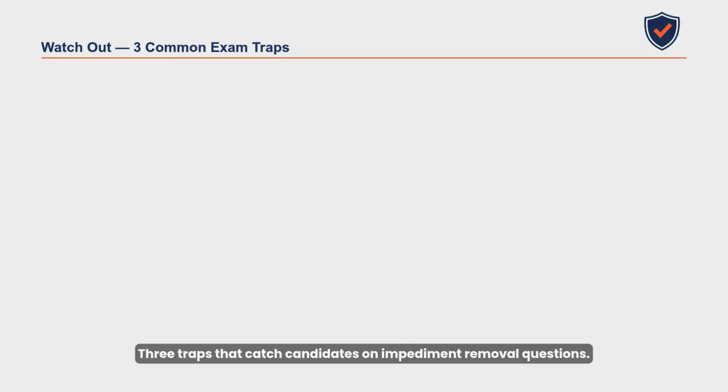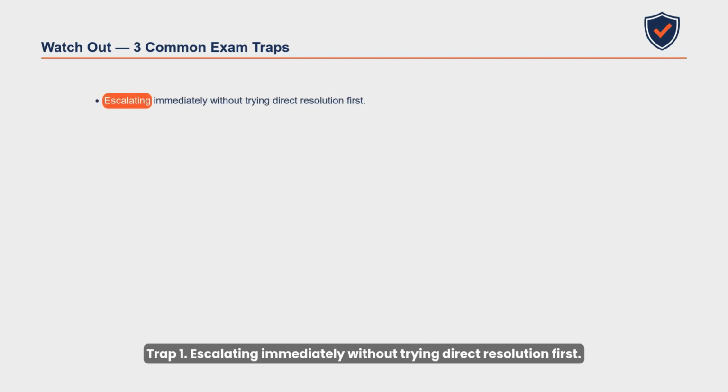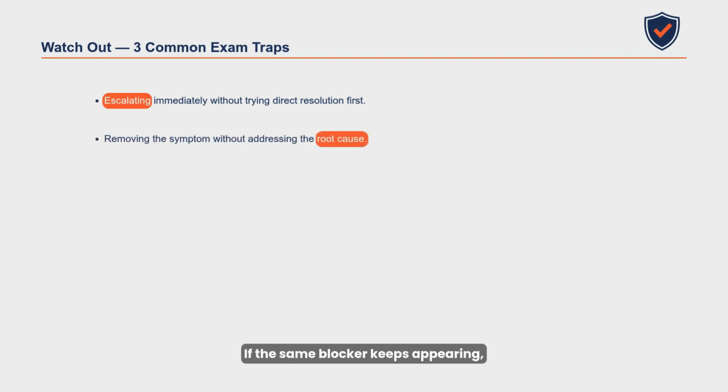3 traps that catch candidates on impediment removal questions. Trap 1. Escalating immediately without trying direct resolution first. The exam expects the project manager to attempt to resolve blockers directly before going to the sponsor or senior management. Trap 2. Removing the symptom without addressing the root cause. If the same blocker keeps appearing, the underlying cause has not been fixed. The exam rewards root cause analysis over quick fixes.